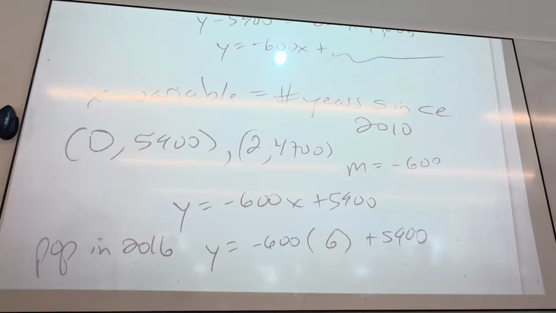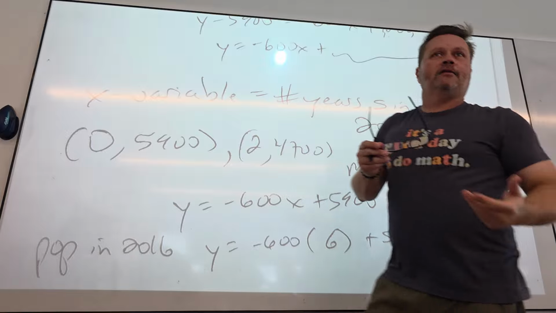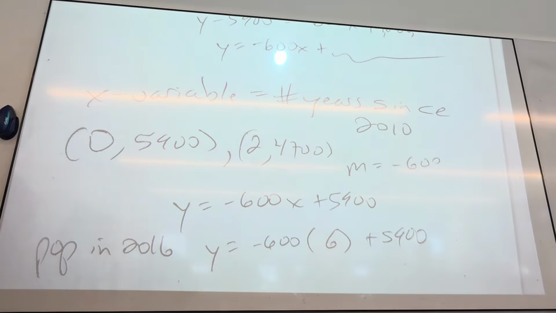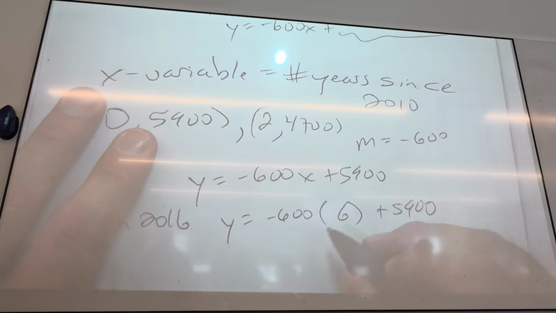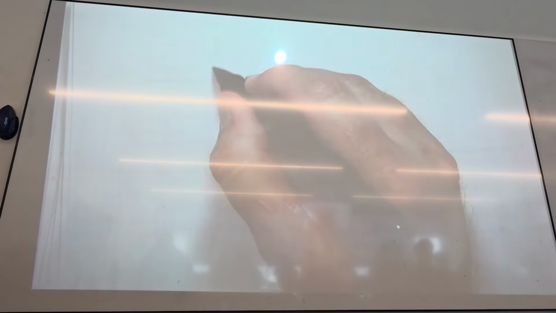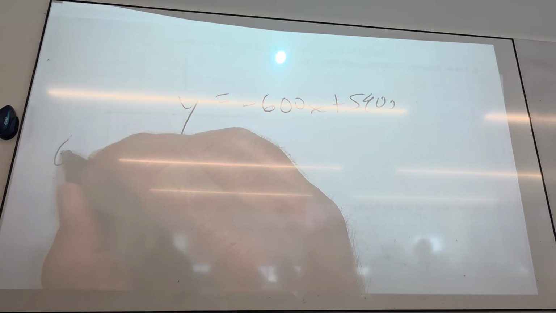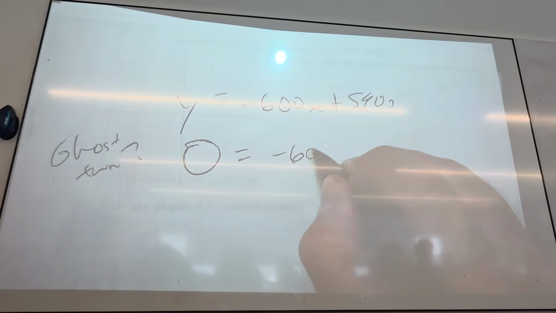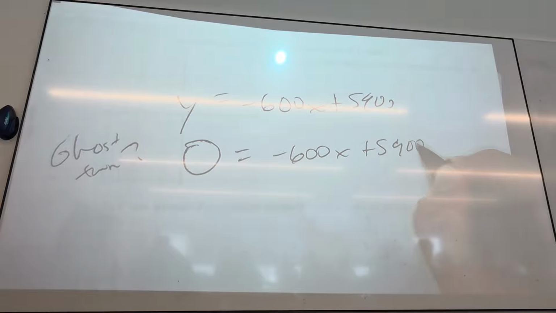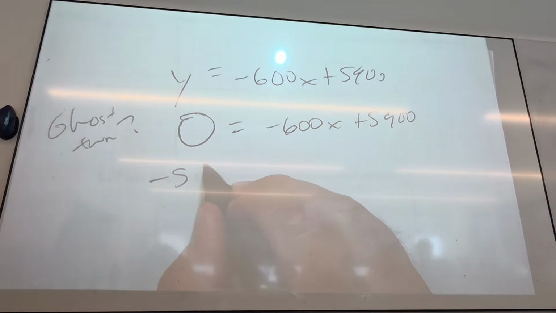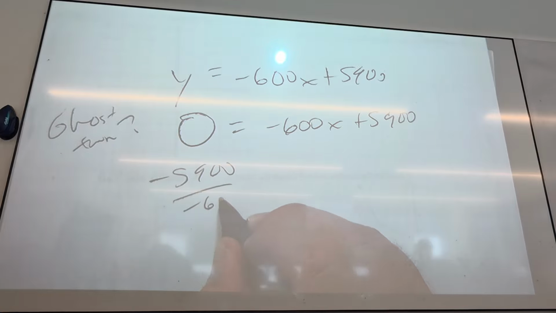So now I just do this and see how many people. Then I can ask how long until the town is a ghost town, and you could figure that out. How would you figure that out? How long until nobody lives there? y equals 0. Yes, you would set y equal to 0. How long until nobody's there? Then you can just solve this for x, yes? Now real quick, let's do this. Subtract 5900, is that cool? Divided by negative 600.